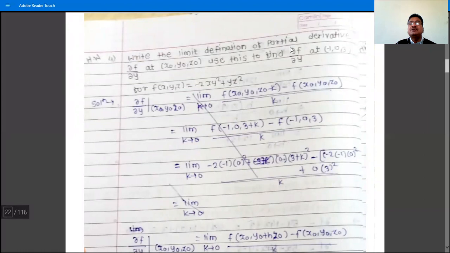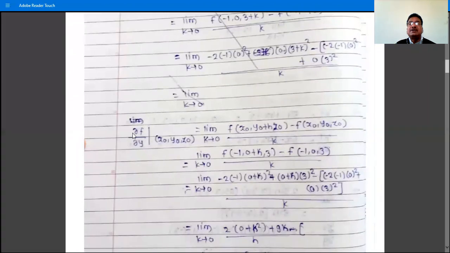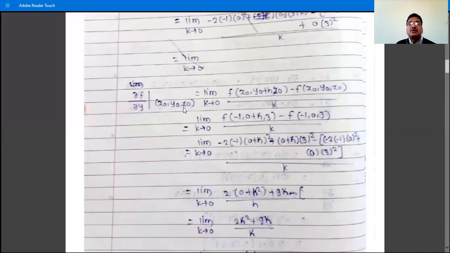Write the limit definition of partial derivatives del by del x, del y, del z at x naught, y naught, z naught, and use it to find the derivative at minus 1, 0, 3. The function is given. So the partial derivative with respect to y at x naught, y naught, z naught is what? Limit k tends to 0, f of x naught comma y naught plus k, z naught minus f of x naught, y naught, z naught by k.